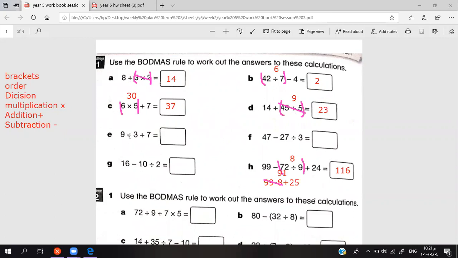Now I have division and addition. According to BODMAS I must do the division first. Okay? So now 9 divided by 3, it's gonna give me a 3. Okay? Yes, I'm done here. 3 plus 7 is gonna give me a 10.